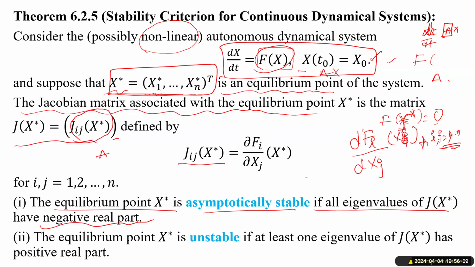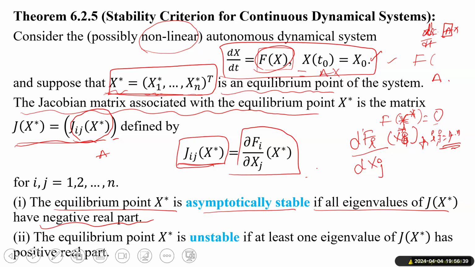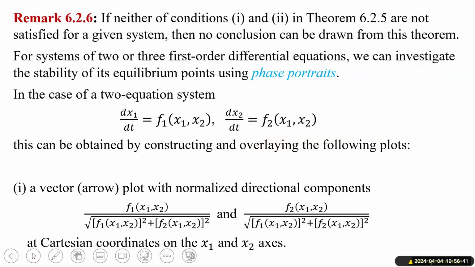Right? Because once we have an eigenvalue, we can determine stability. For this case, we need to construct a Jacobian. The Jacobian is obtained from these entries of the Jacobian matrix. This is the formula. Suppose the equilibrium point x star is unstable if, among the eigenvalues, at least one has a positive real part. So we will see one example, of course.